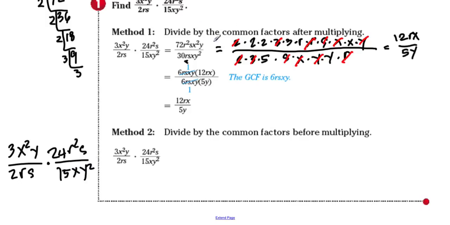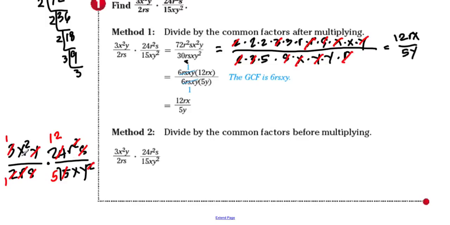So we start cross-canceling before we even multiply. So 2 and 24, that's a 1, and this is a 12. 3 and 15, that's a 1, this is a 5 right here. And the r squared and the r, you cancel out that r, and you cancel out that 2. The y, you cancel out the 2, you cancel out that y, and the s, cancel out both s's.